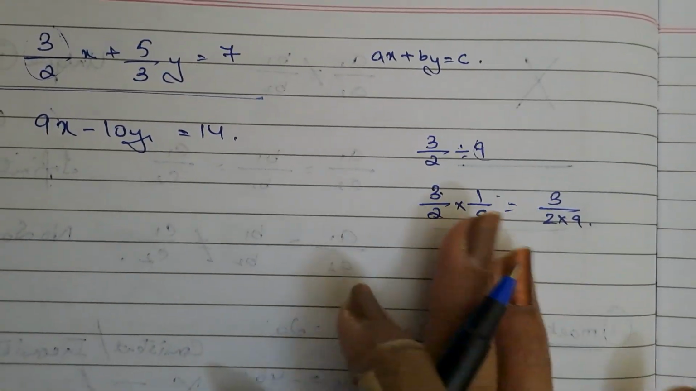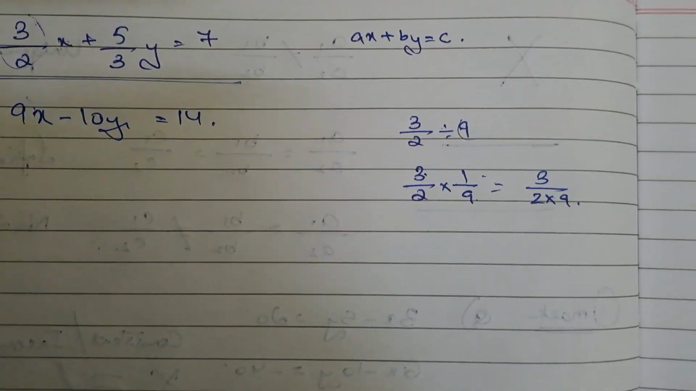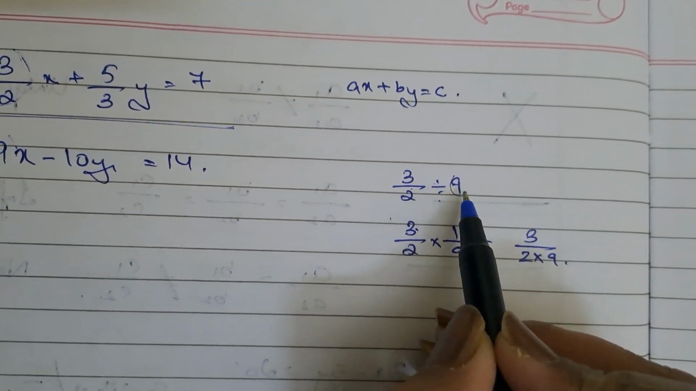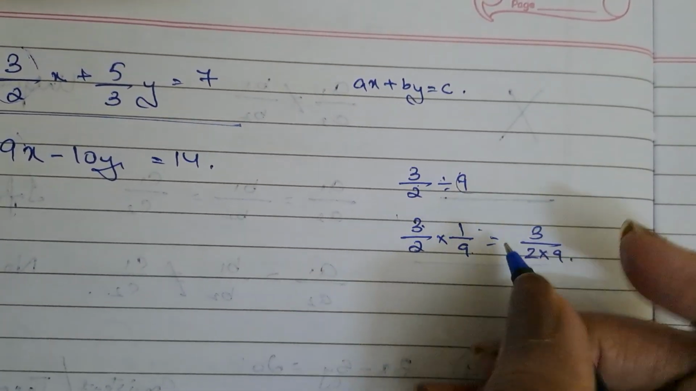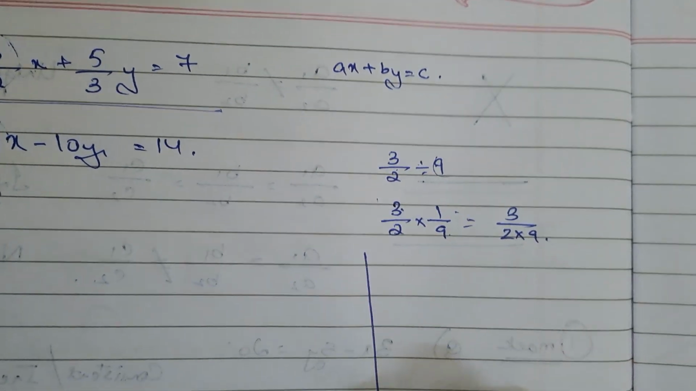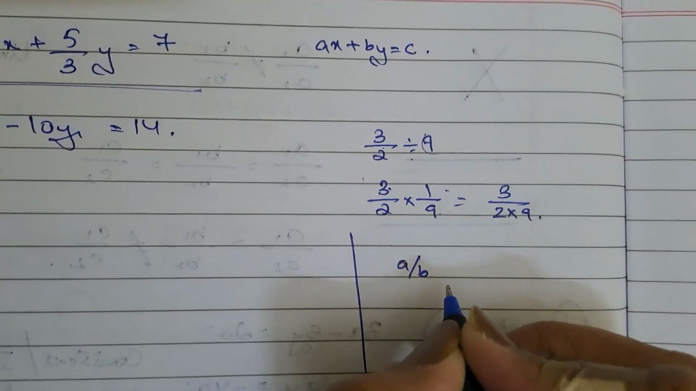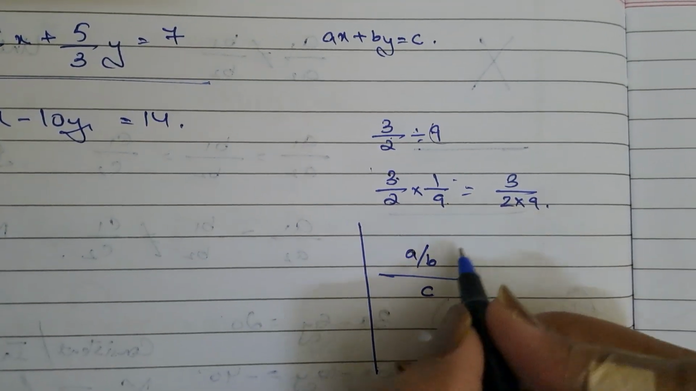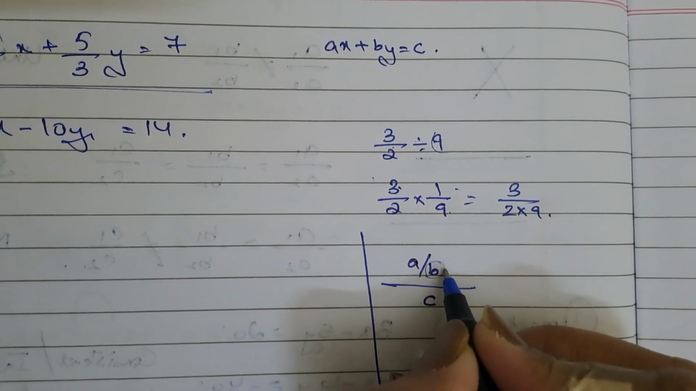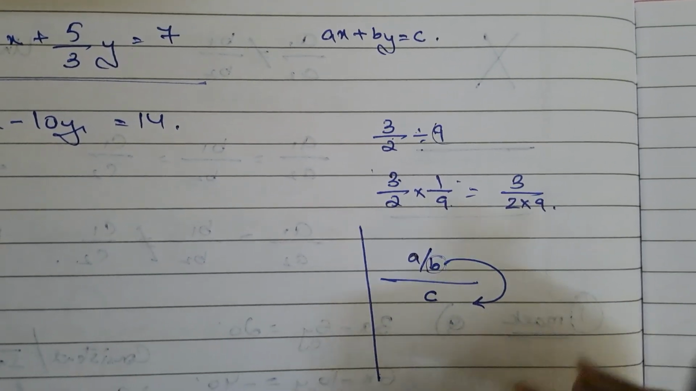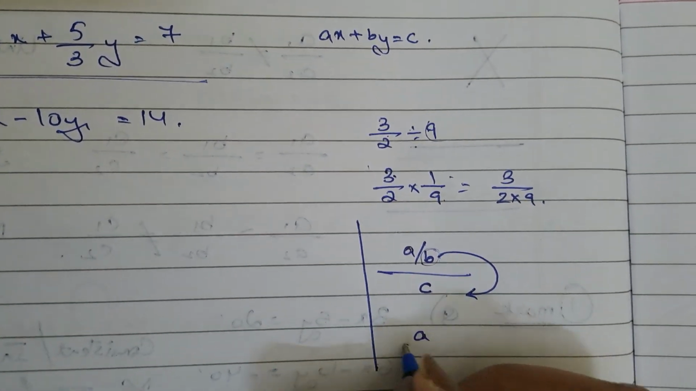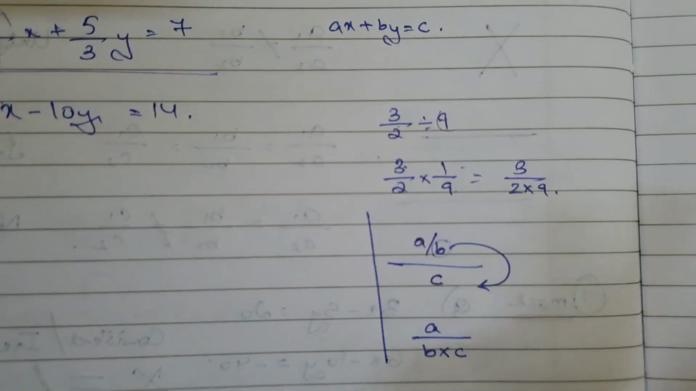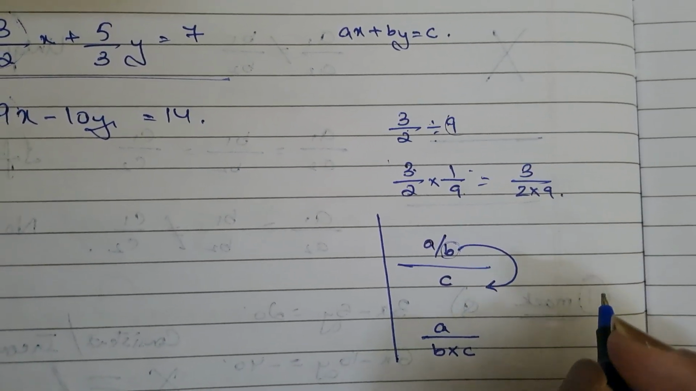Now I will show you. Most of the time students don't remember this, so whenever you see a fraction divided by another number, it's like this. a by b is the fraction, and then I have another number c. So what's going to happen? The denominator of the first fraction is going to go to the other side, so it becomes a upon b into c. When it goes, it becomes multiplication. Understood? What did I do?